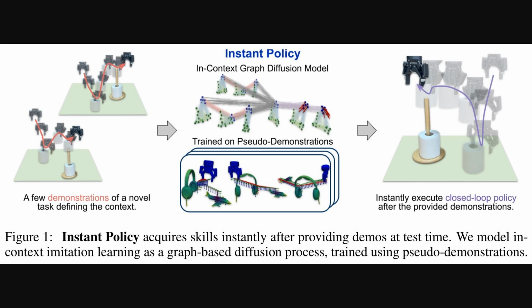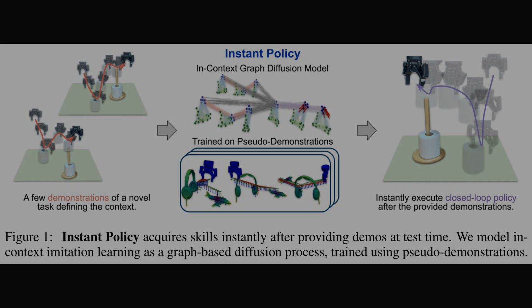Okay, so this first figure really illustrates that core idea. On the left, you see just a couple of demonstrations showing the task. That's the context. Then, in the middle, it visualizes how this context feeds into their instant policy model. This uses that graph diffusion approach, trained on those clever pseudo-demonstrations. And then, boom, on the right, the robot instantly performs the task based just on those initial examples.